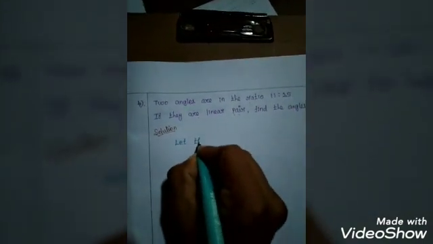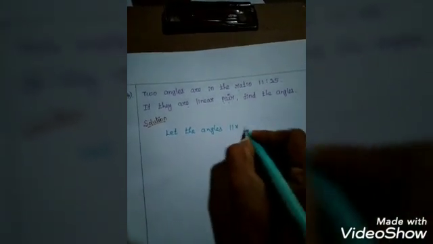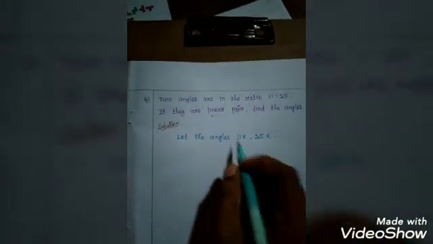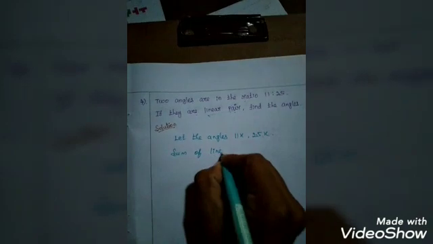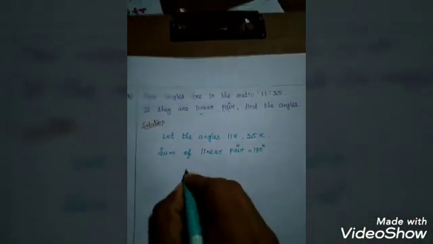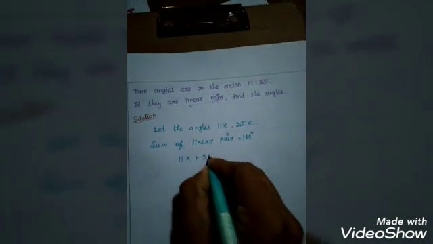Let the angles be 11x and 25x, given that ratio. Convert it into angles: 11x and 25x. Here it is given as a linear pair. A linear pair means 180 degrees. So the sum of the linear pair is equal to 180 degrees. Add 11x plus 25x, which is equal to 180 degrees.